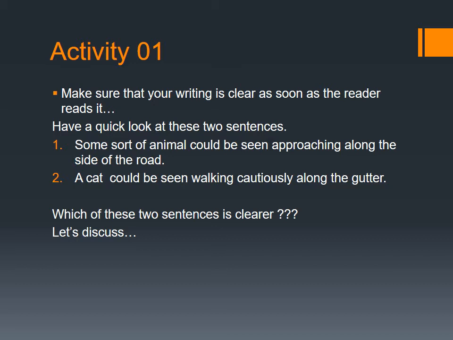We know for sure the some sort of animal they are referring to is a cat. And then, where is it approaching? It's walking cautiously along the gutter. So no doubt we know it's a cat walking on a gutter. So the second sentence is very clear.